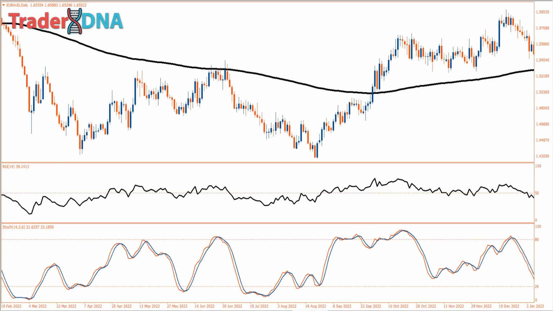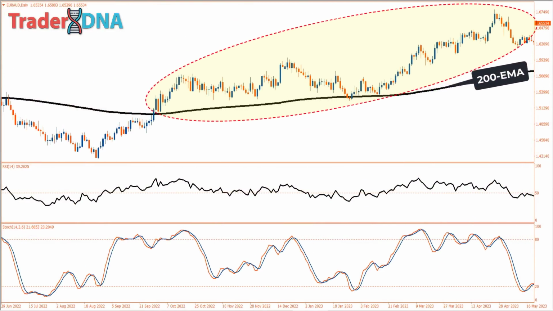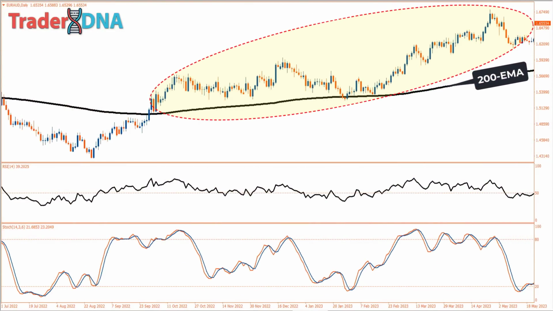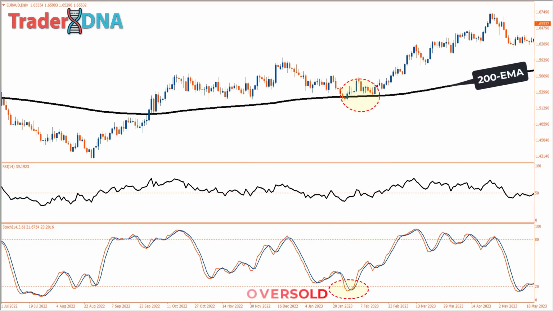Next, as you can see on this chart, the price is above the 200 EMA line, indicating a bullish market trend. The next step is to wait for a significant market correction, one that brings the price close to the 200-period EMA line. The next confirmation is that the market should be in an oversold condition, as indicated by the stochastic oscillator being below 20.